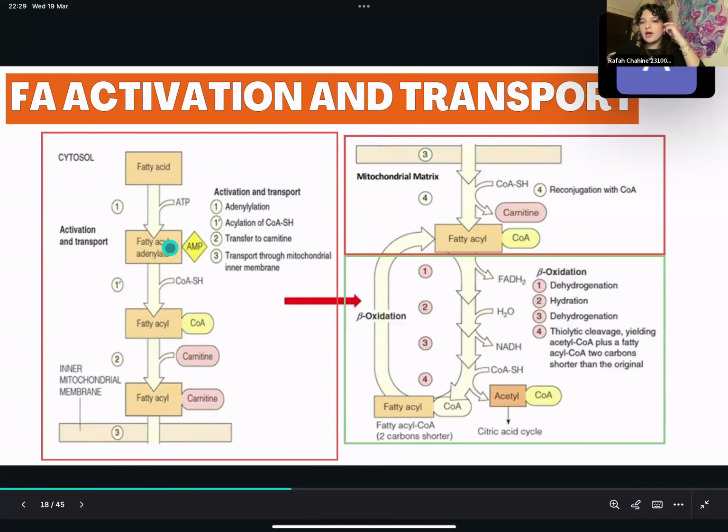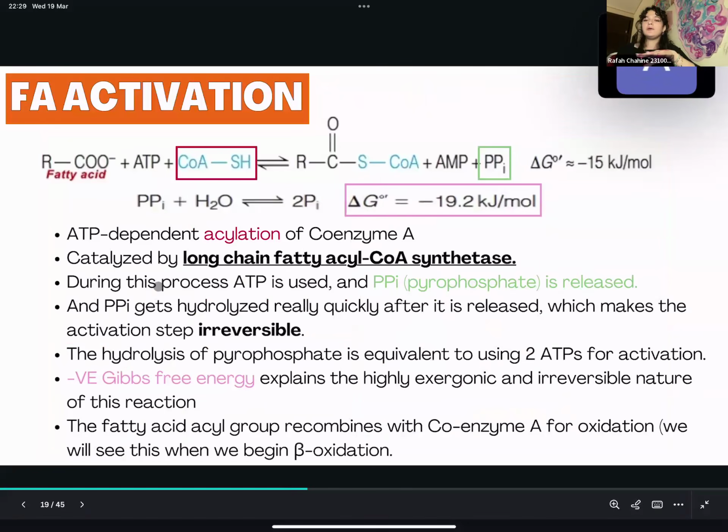Now, if you go back, after everything that I've said, we have step number 1. I'm not going to say this word anymore. It's a tongue twister. It's making me tired. So step number 1, we have the fatty acid, and we're going to add ATP to it for the sole purpose of covalently attaching an AMP. That is adenylation. But in 1 prime, we have acylation, which is acylation of coenzyme A. So we're just adding coenzyme A to it. So that's basically what activation is. That's it. So now we're just going to continue with the details, okay?